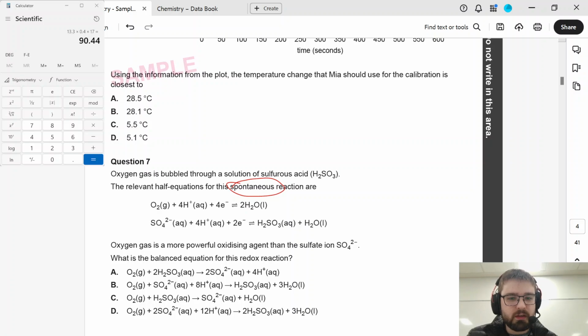Yep. I don't know what said that. Oh, okay. It's just saying that this is higher up than this, that this is actually the correct order if you put them in an electrochemical series. What is the balanced equation for this redox reaction?